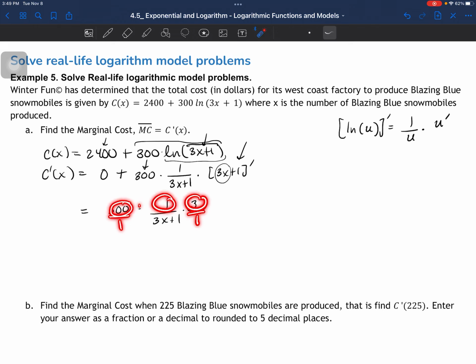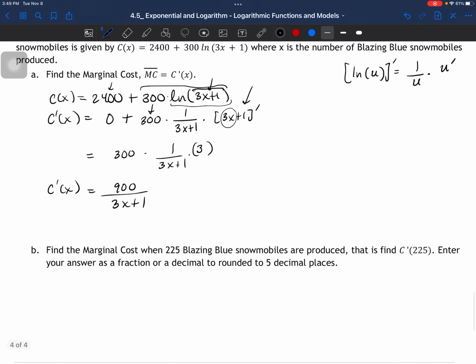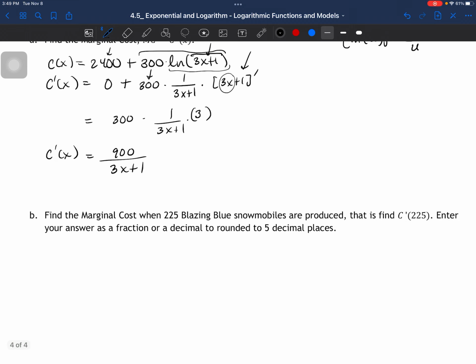The derivative of 3x plus 1: the derivative of the first term is just 3. The derivative of 1 is 0, so we don't carry that one. So pretty much all we have is this, right? We can imagine that we have a 1 underneath, so we always multiply numerators with numerators, denominators with denominators. Therefore c prime of x is going to be 300 times 1 times 3, which is 900, all over 3x plus 1. And so this is our prime function.